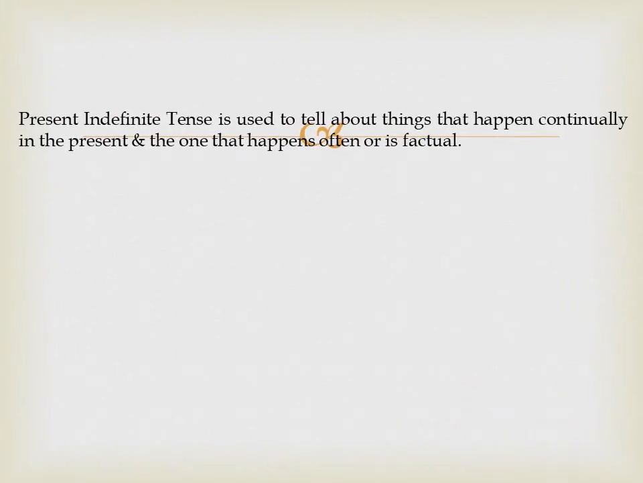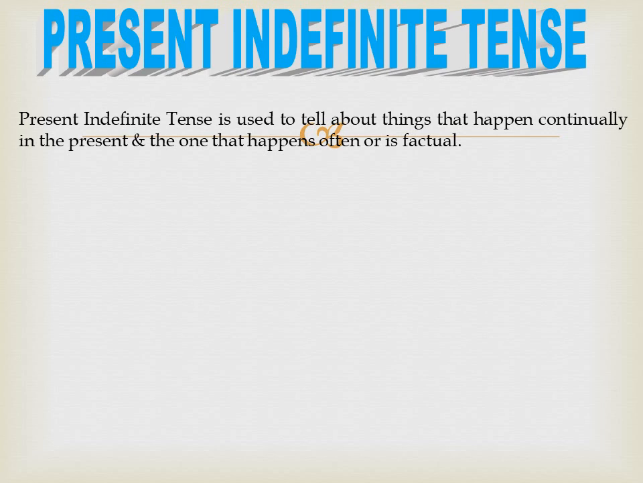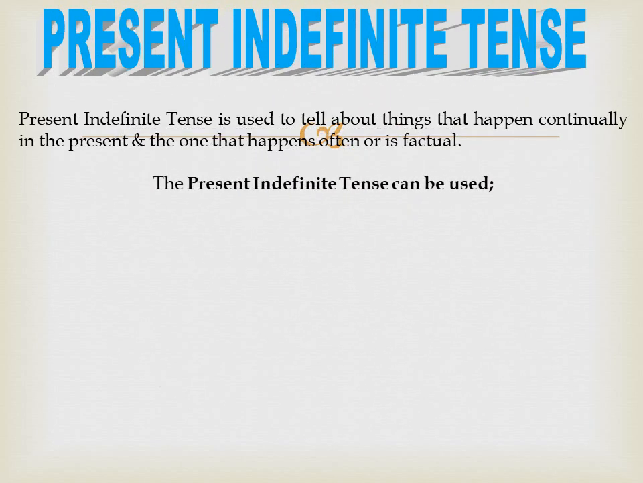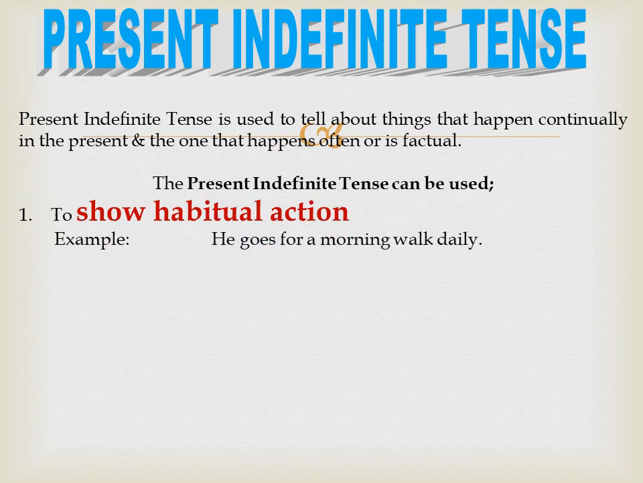Well, dear students, here are the uses of present indefinite tense. Present indefinite tense is used to tell about things that happen continually in the present and the one that happens often or is factual. The present indefinite tense can be used to show habitual action. For example, he goes for a morning walk daily.